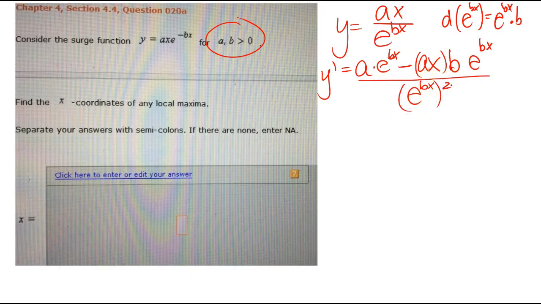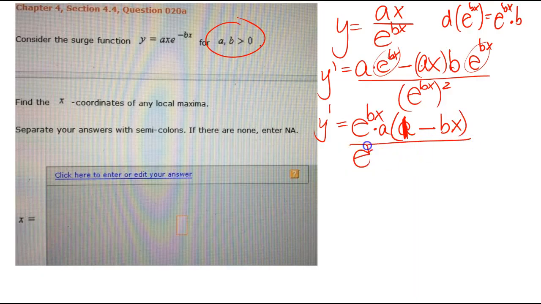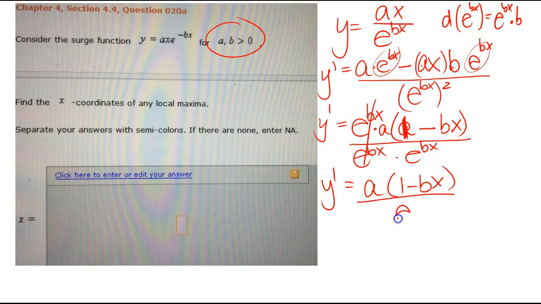I'm going to leave it like that because I'll be able to simplify it away in a second. There's an e to the bx that I can factor out. I'm left with a. Actually, I can factor out an a too, can't I? So I'm going to put that there. That makes this 1 minus bx, doesn't it? Because the a comes out. All over e to the bx times e to the bx. Wanted to get rid of that. So, my derivative is a times 1 minus bx over e to the bx. All right, well, we want to look at this, set it equal to 0.